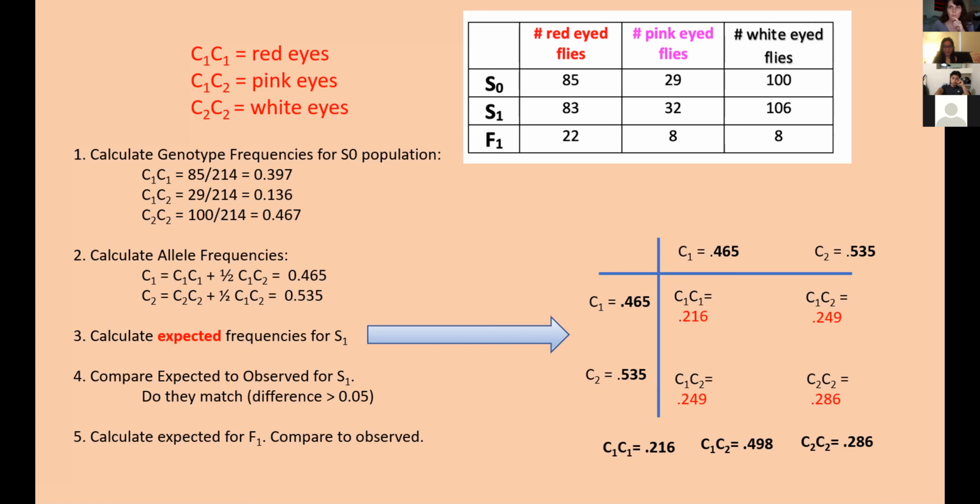So the 0.216 for the expected frequency is the allele frequency of C1. Sorry, getting ahead of myself. The allele frequency of C1 times the allele frequency of C1, so it's the allele frequency of C1 squared, basically. In this box, you're just multiplying C1 times C1, and that'll get you this. Then multiply by 100 to get the percent, because the answer is coming out like 0.0216. Oh, so it's just 0.216.